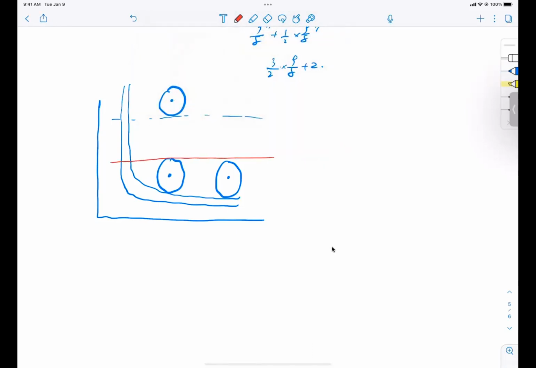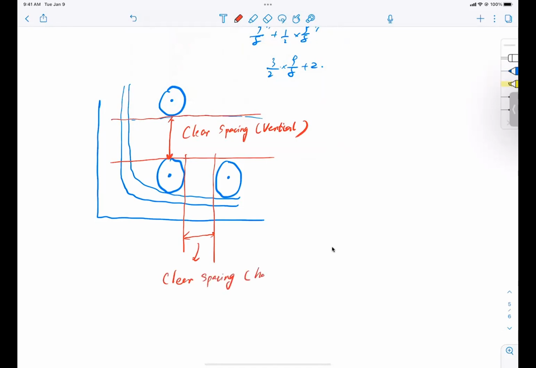So in this arrangement, in this pattern, I need to determine the vertical spacing between the top row and the second row. Let me call it clear spacing vertical. I also have to determine the spacing between the bars in the same row, and let's call it clear spacing horizontal. In short, I'm just going to call it V, and H.